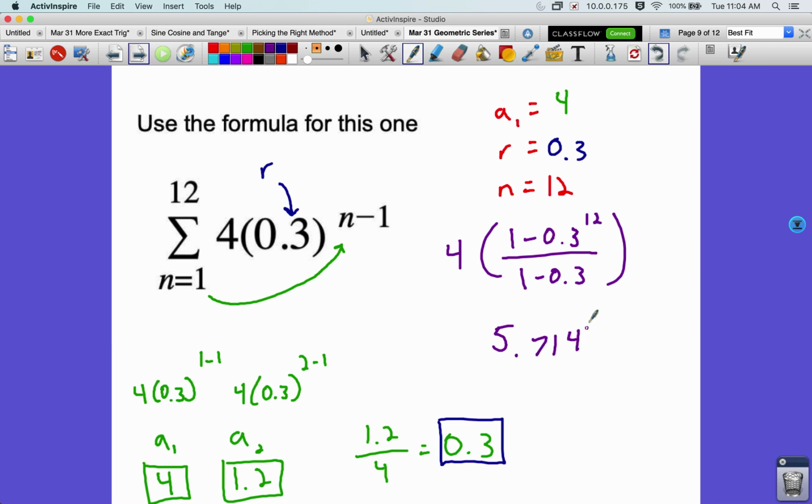5.714, which, you know, because these numbers are shrinking, that's okay, because it's going to be 4 plus 1.2. We're already up to 5.2, but the numbers are just going to keep shrinking. This next number is going to be plus a 0.36. So because these numbers are shrinking, that's why this number isn't all that large. All right.